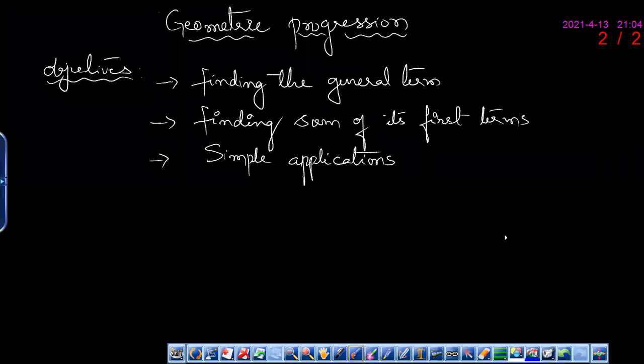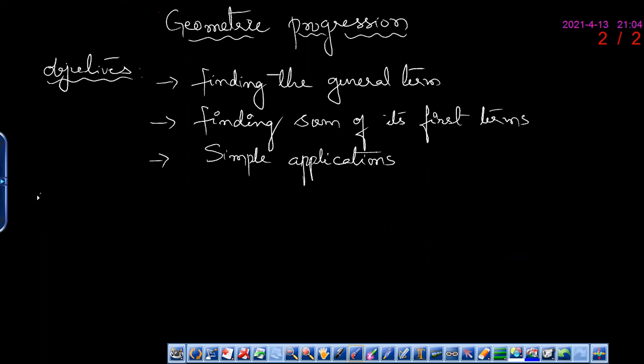Today we are going to learn the chapter Geometric Progression. In this chapter you are going to learn finding the general term, finding the sum of the first n terms, and simple applications. Let us see how a geometric progression series will be.